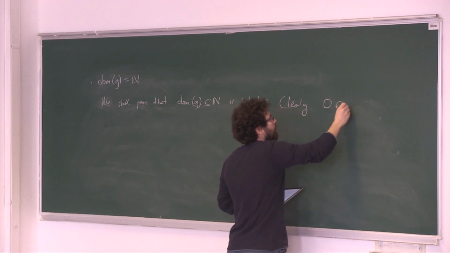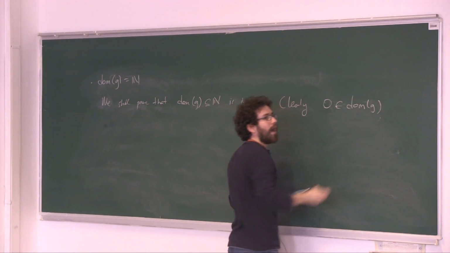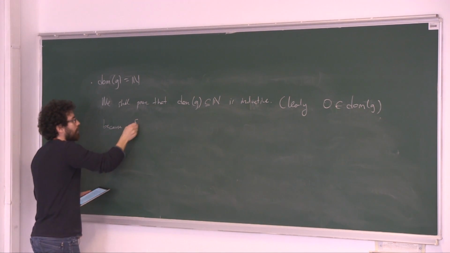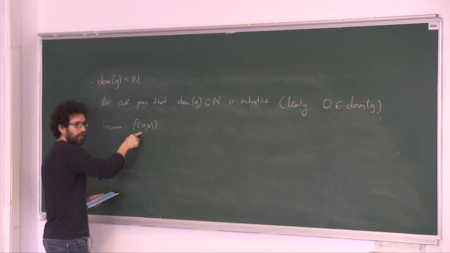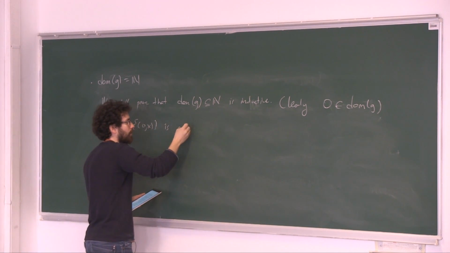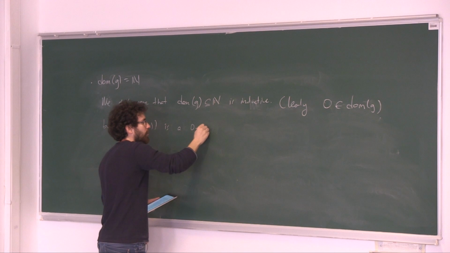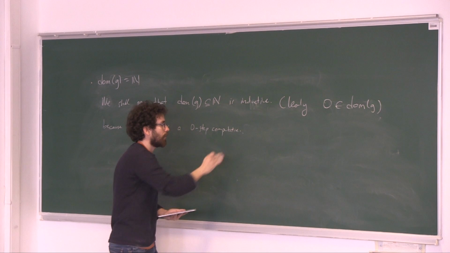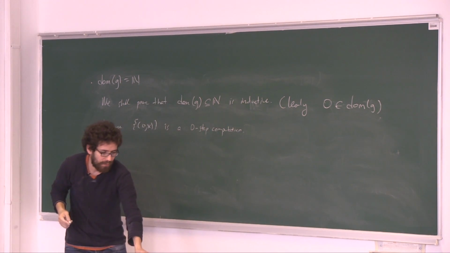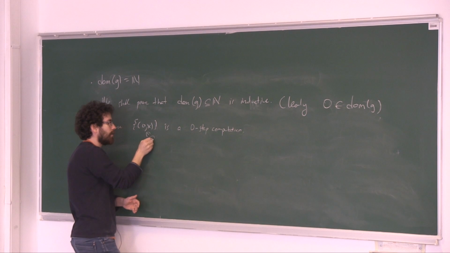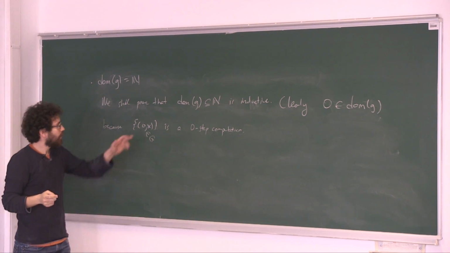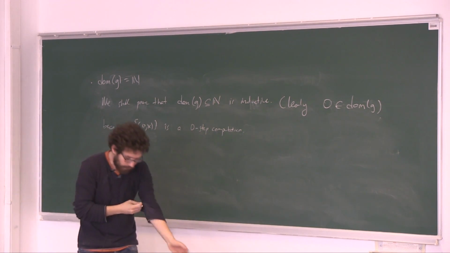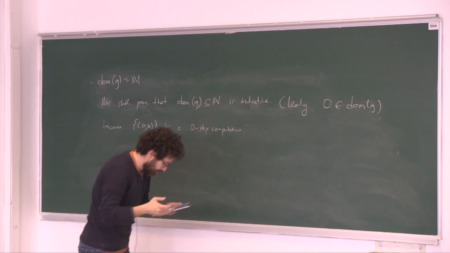Clearly, 0 is in the domain of G. Why? Because this function is a zero-step computation. This is a zero-step computation, which means that this guy is in big G, which means that 0 is in the domain of small g. So we have 0 inside.